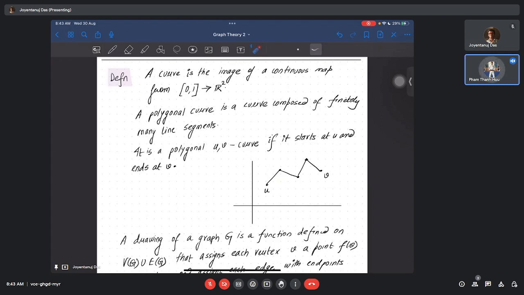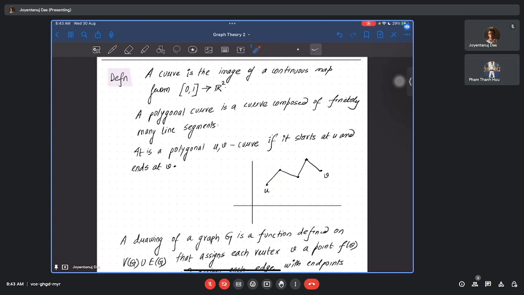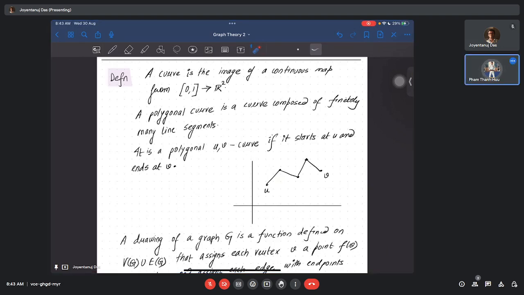Actually, (0,1) is also the same as R, right? Yes, that is true. It means there is a bijection that we can define, but for now we are doing only from (0,1).